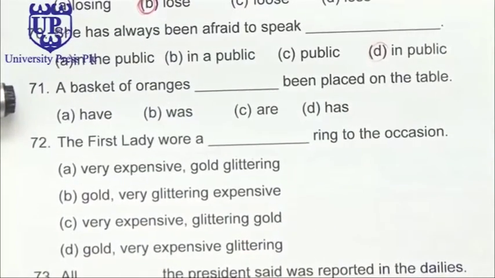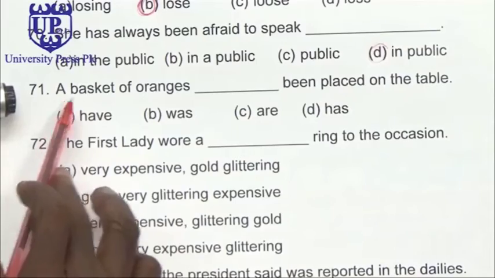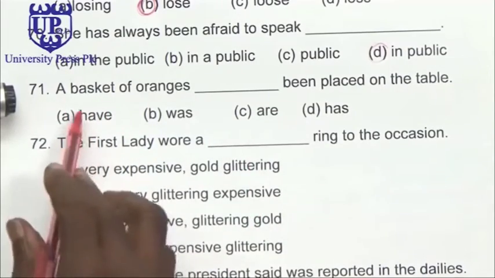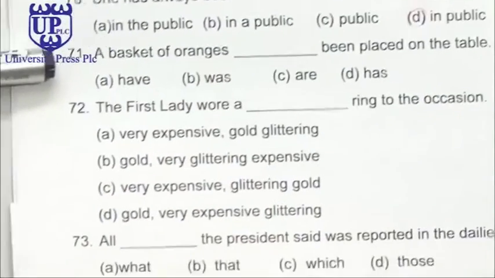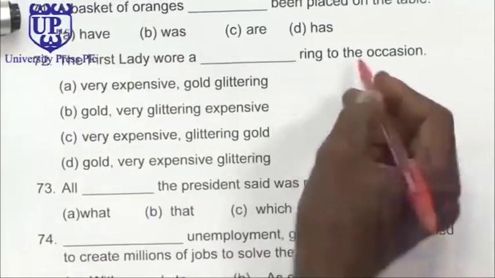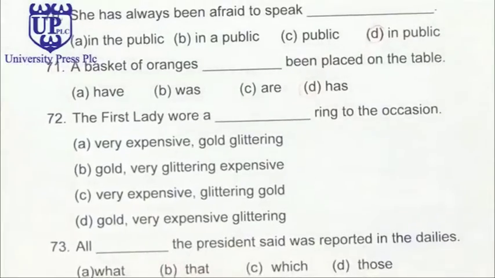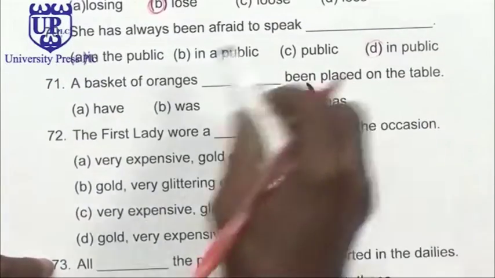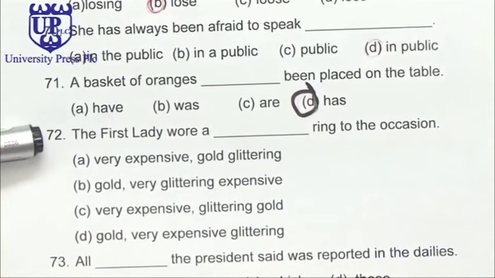Now, number 71, a basket of oranges being placed on the table. Remember, it is the basket that actually dictates what happens with the verb. The basket can contain 1,000 oranges, can contain any milk, but it is the basket that controls the verb. Therefore, has been placed. Has been placed.